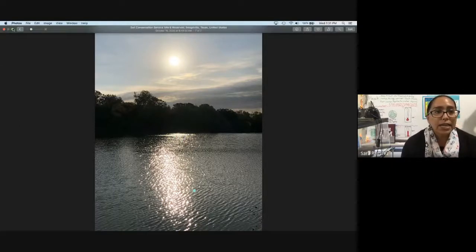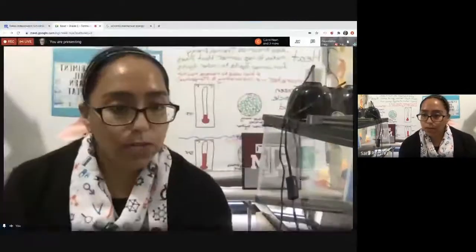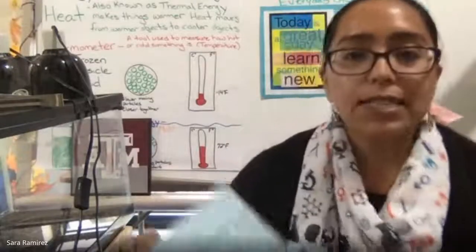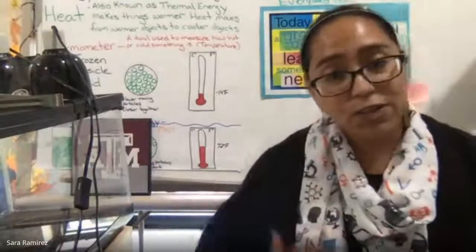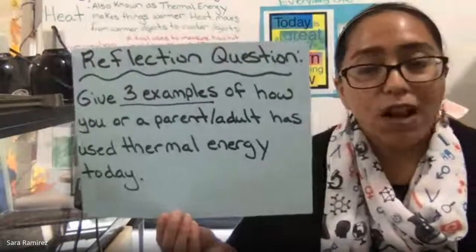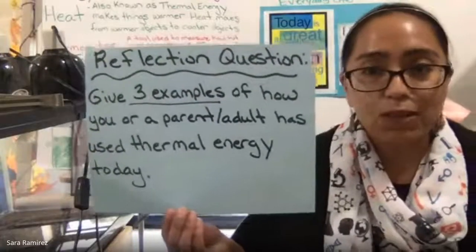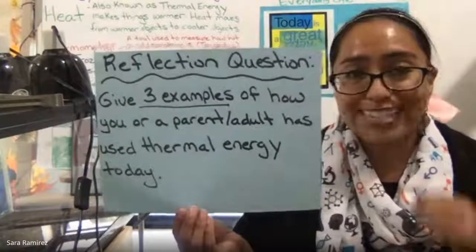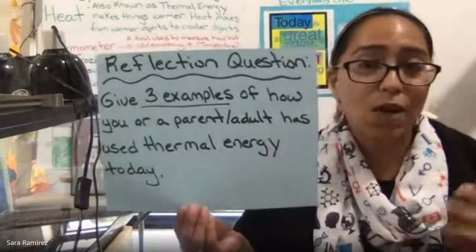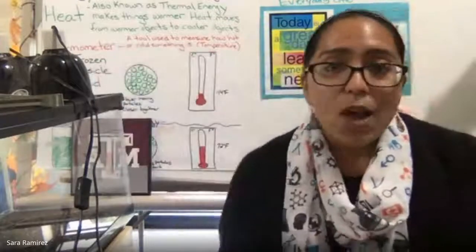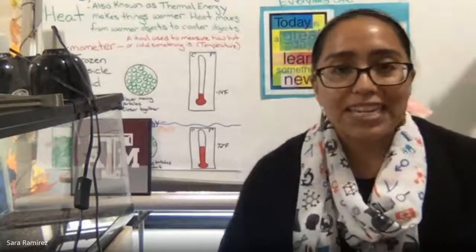So I'm going to go ahead and stop our screen sharing, and we're going to close up and wrap it up. The last thing I have for you guys is a quick reflection question. We talked a lot about thermal energy out here at the Environmental Center and with common things that I use. I want to see if y'all can give 3 examples of how you or a parent or an adult in your household uses thermal energy today. So think about the things that you did today and how thermal energy was used. And that's all I have for you guys today on thermal energy. We're going to go ahead and give it back to Mr. Broughton, and he's going to answer any questions.